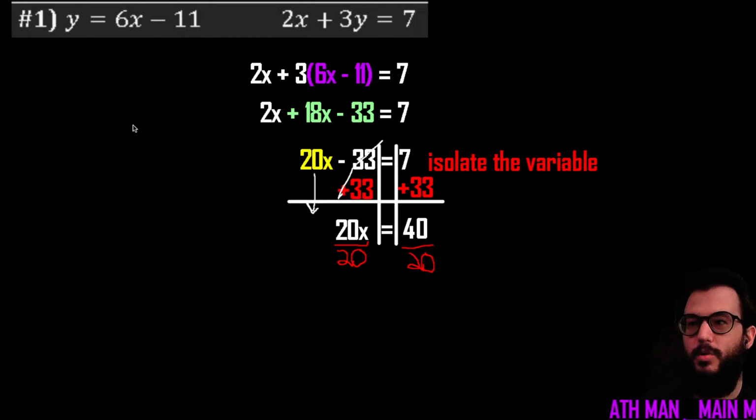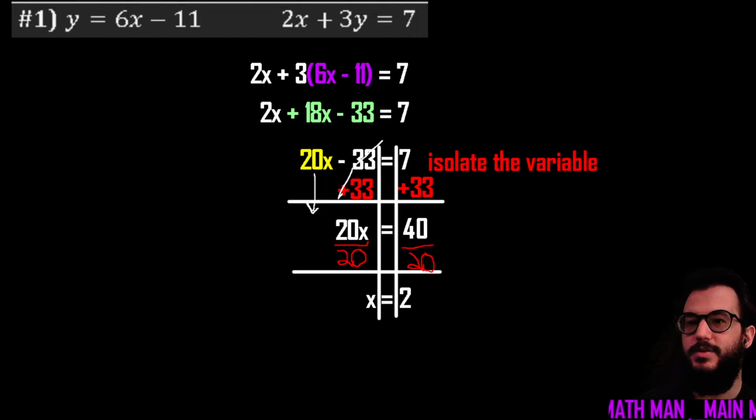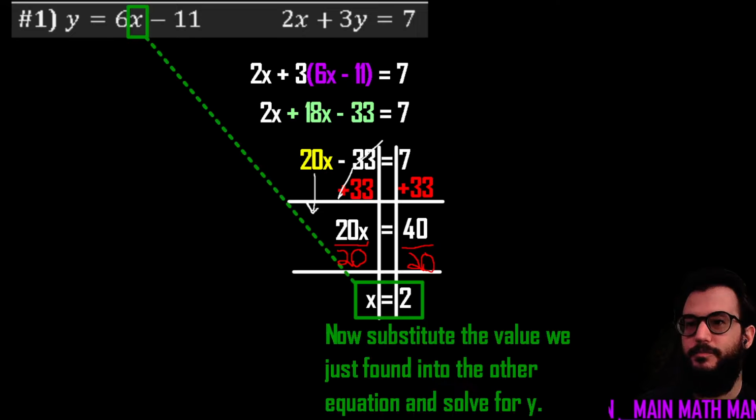Last step, always divide by that coefficient. So I'm going to divide both sides by 20, and so I have x equals 2. So now I have half my problem done, because I know that it has to be an ordered pair. So I'm going to take that value and substitute it back in for y. Or excuse me, I'm going to substitute that back in, and I'm going to solve for y. There we go. So instead of x, I now have 2.